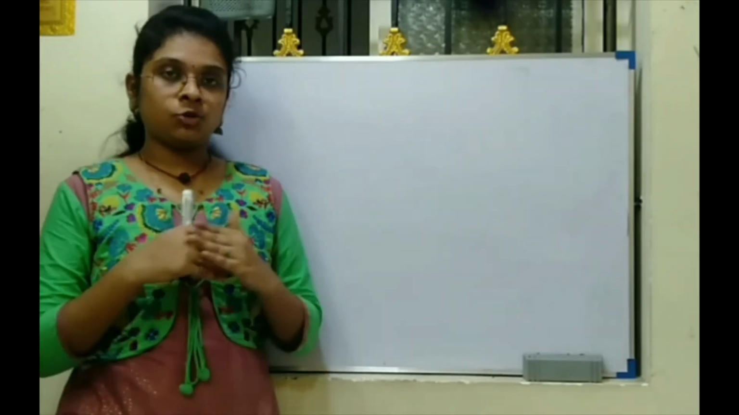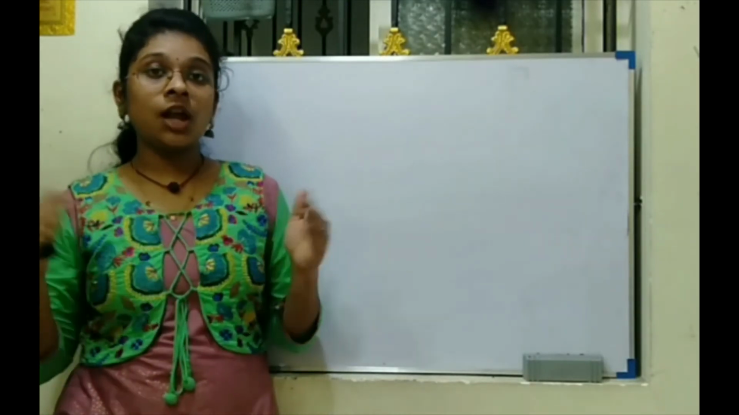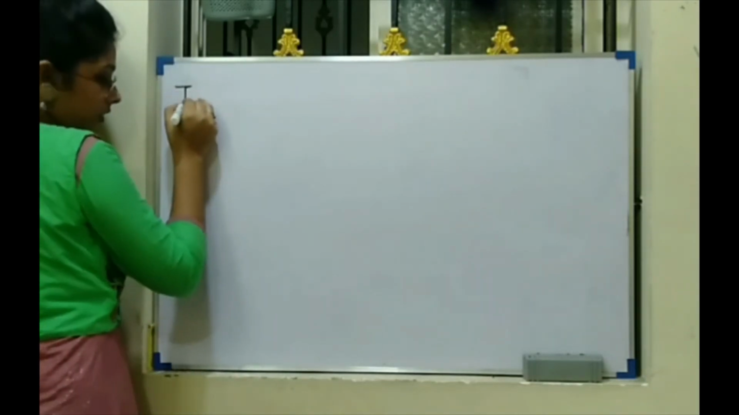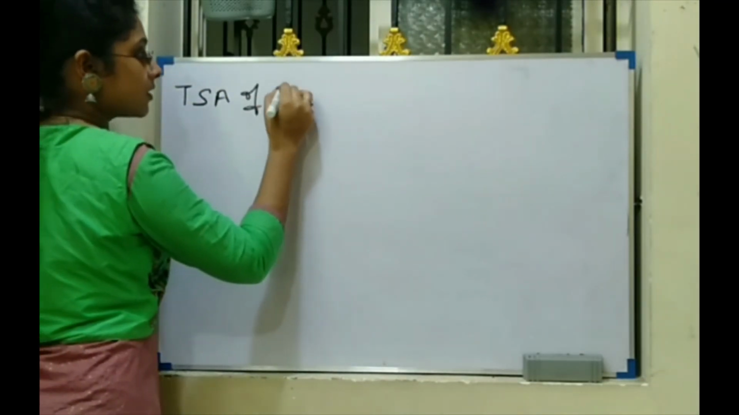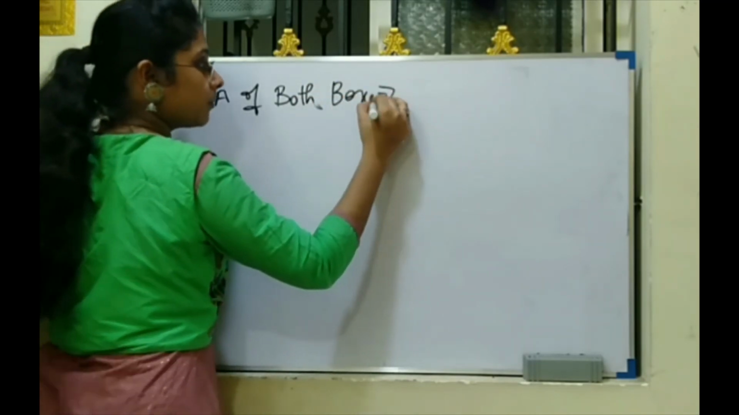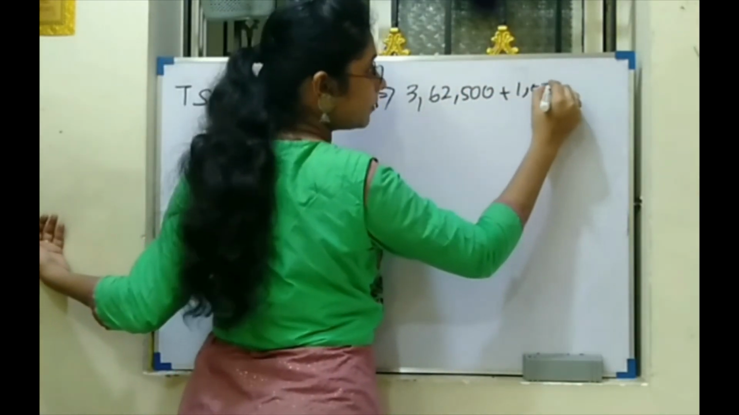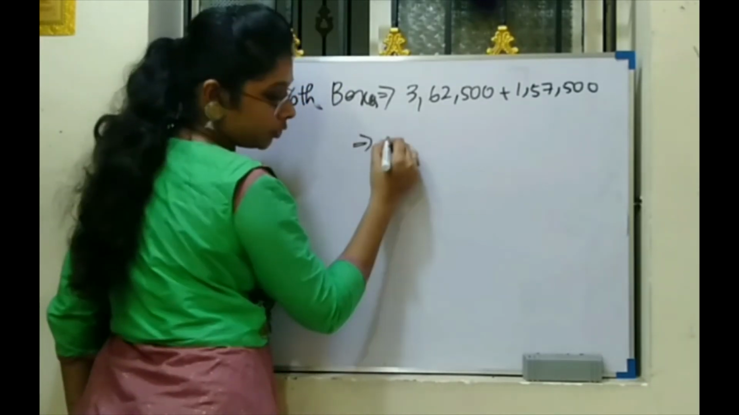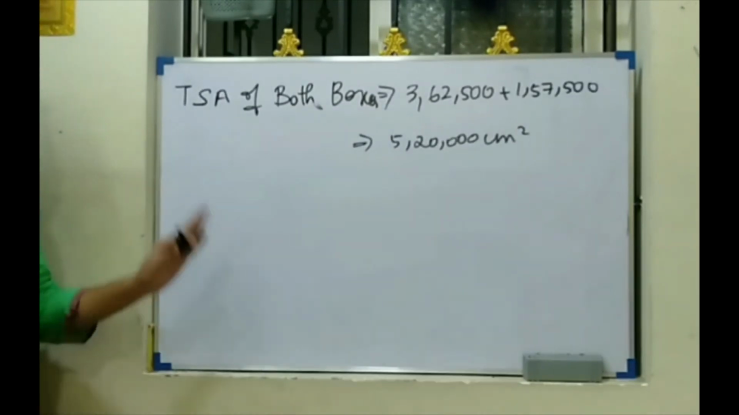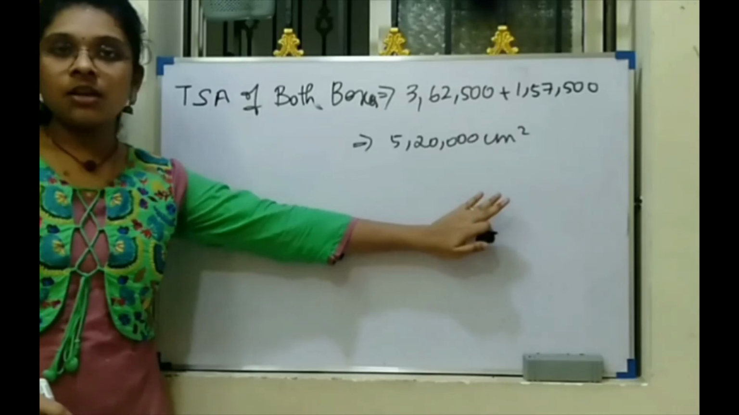We have to add them both. Why do we need to add them both? Because by adding only we can get the total amount of cardboard needed, right? So let's add them both. Therefore, TSA of both boxes is equal to 362,500 plus 157,500, which will give you 520,000 centimeters square, right? So the total surface area of both the boxes is equal to 520,000 centimeters square.